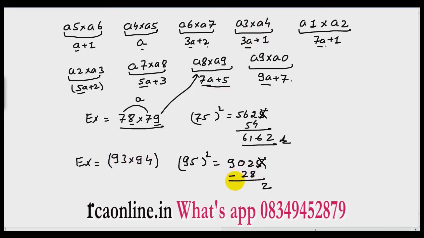Now I will subtract because 93 and 94 are smaller than 95. Clear? So what I need to do? I have to subtract it. And by subtraction what I will get? 874.